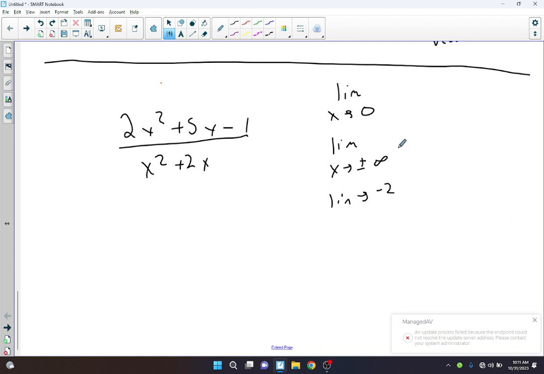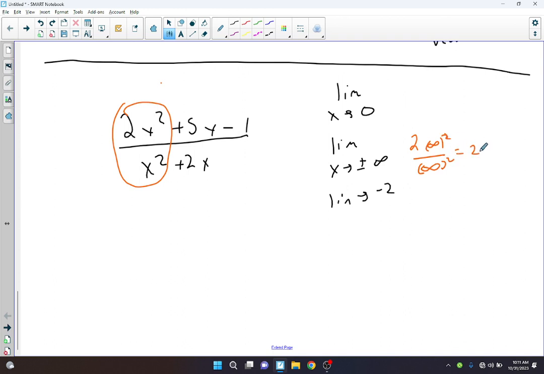Remember, when it comes to infinity, we only actually care about the biggest powers. So in this case, it's just 2 infinity squared over infinity squared. Infinity squared on top and bottom cancel out. So you have a horizontal asymptote at 2, aka your limit as you approach both positive and negative infinity is going to be 2. So this one's 2.